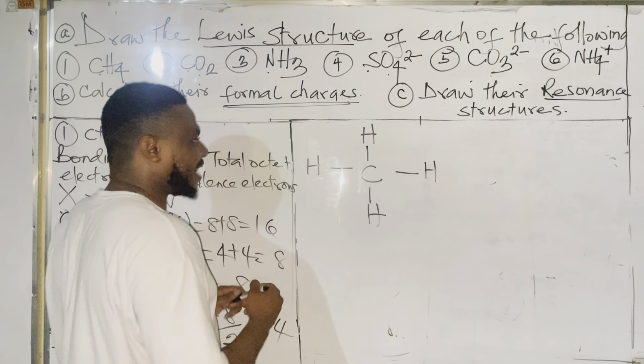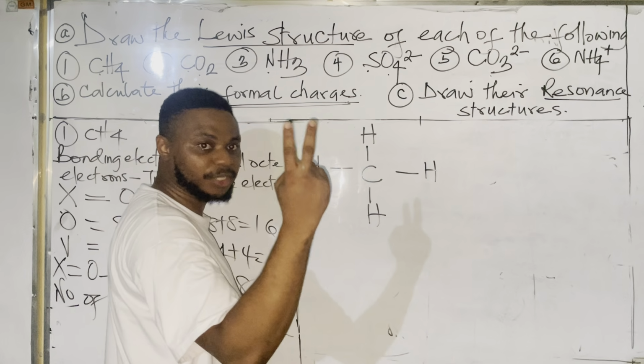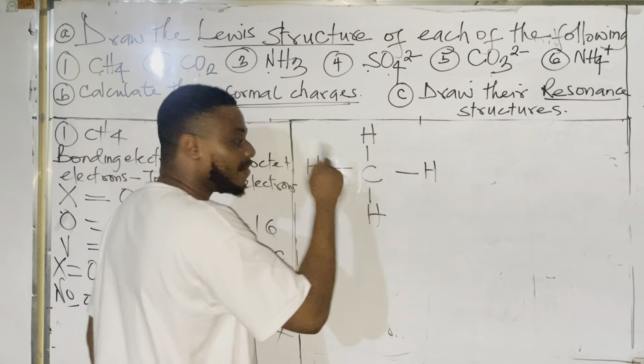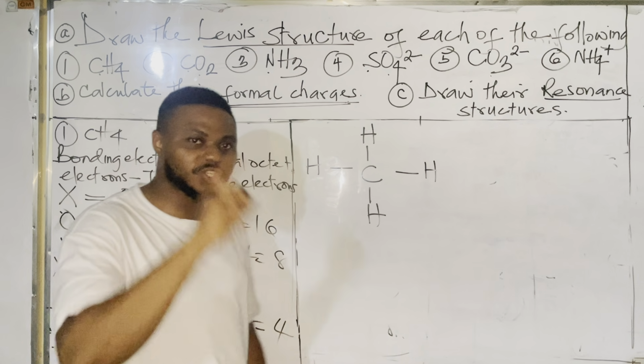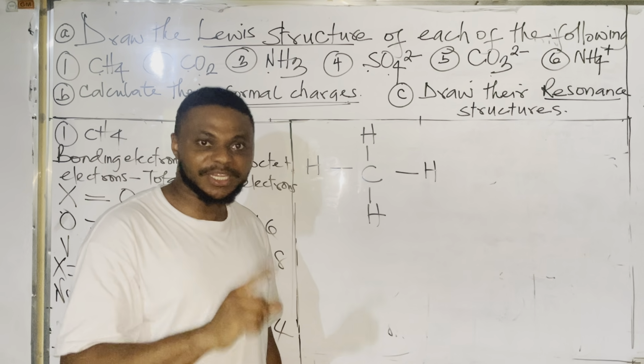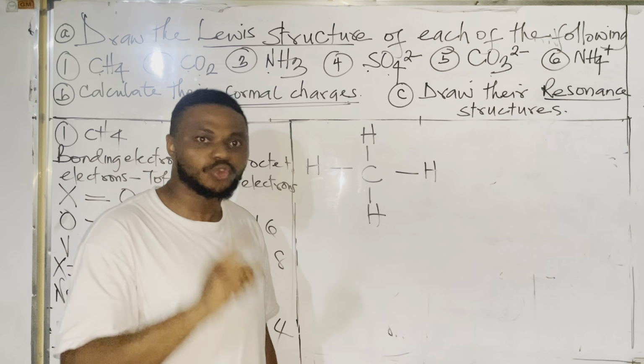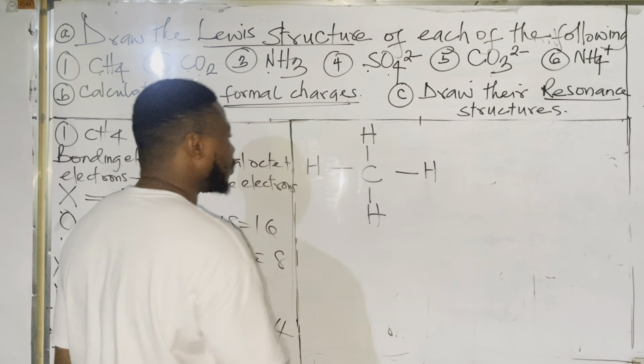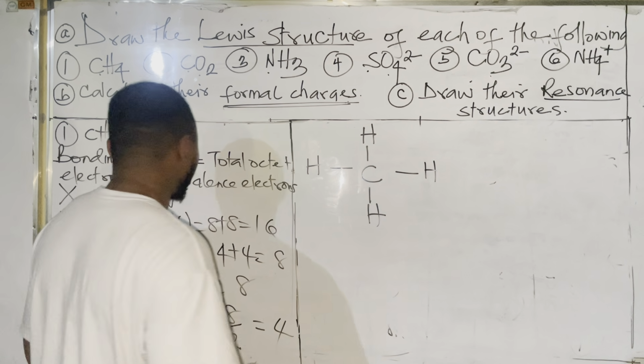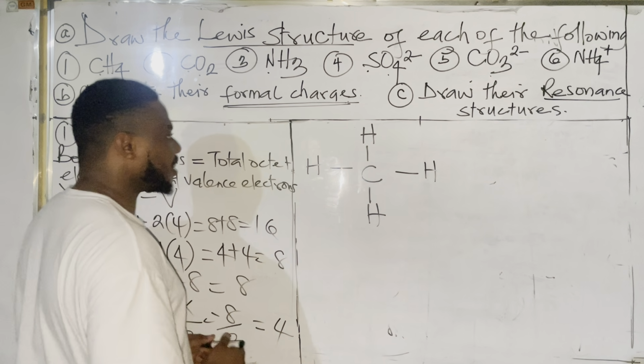Now, carbon has 8 electrons. A bond has 2 electrons, so 2, 4, 6, 8. The central atom, I told you, must have 8 electrons. Do not forget that. So this is the Lewis structure for methane, the Lewis structure for CH4.